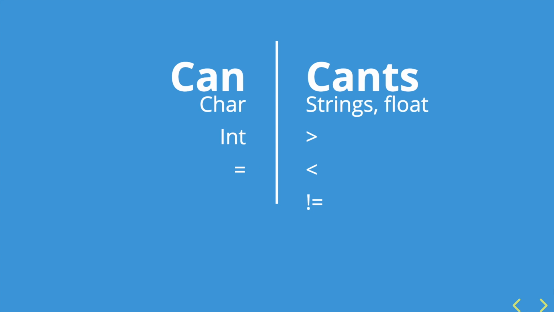Here's some quick can and can'ts. Switch statements can work on characters and integers. They don't really work on strings or floats because you have to be comparing it to something exactly. You can't use greater than or less than, so you can't say if 3 is greater than 5, then do this. You want to use an if statement if you're going to be doing that. Switches are just, does this equal this, or this?